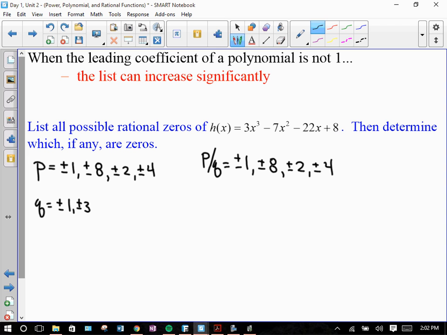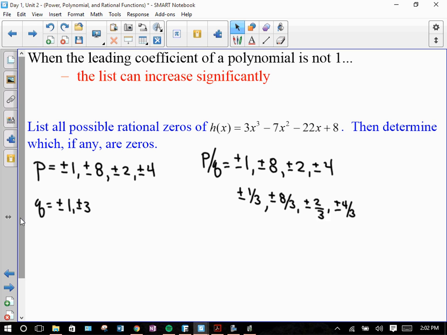Good. You have to divide all those by 3. So we're going to have plus or minus 1/3. 1 divided by 3. 8 divided by 3 is going to be plus or minus 8/3. 2 divided by 3 is going to be plus or minus 2/3. 4 divided by 3 is going to be plus or minus 4/3. Oh boy, now we got like 8 up there. That means there's 16 numbers to test.